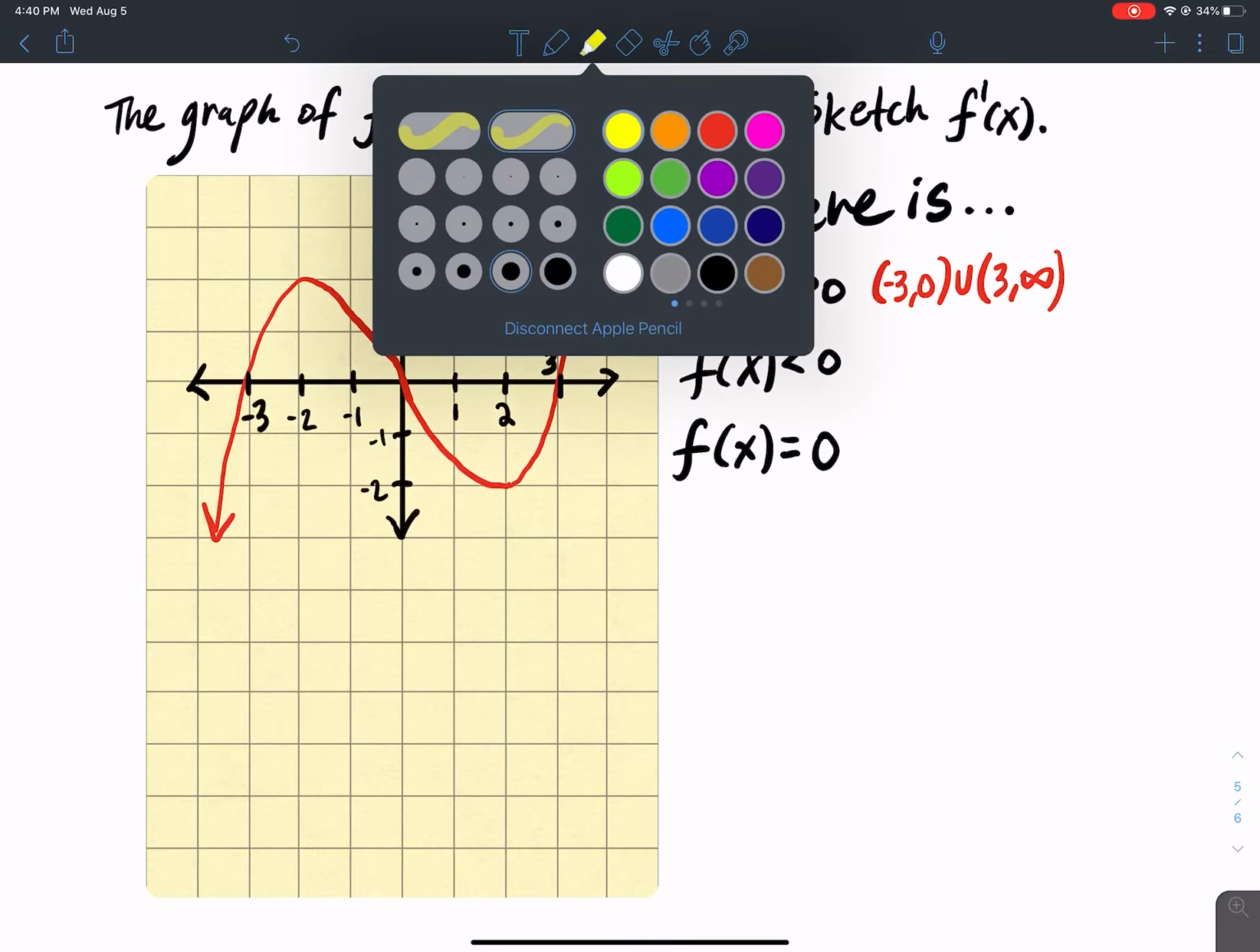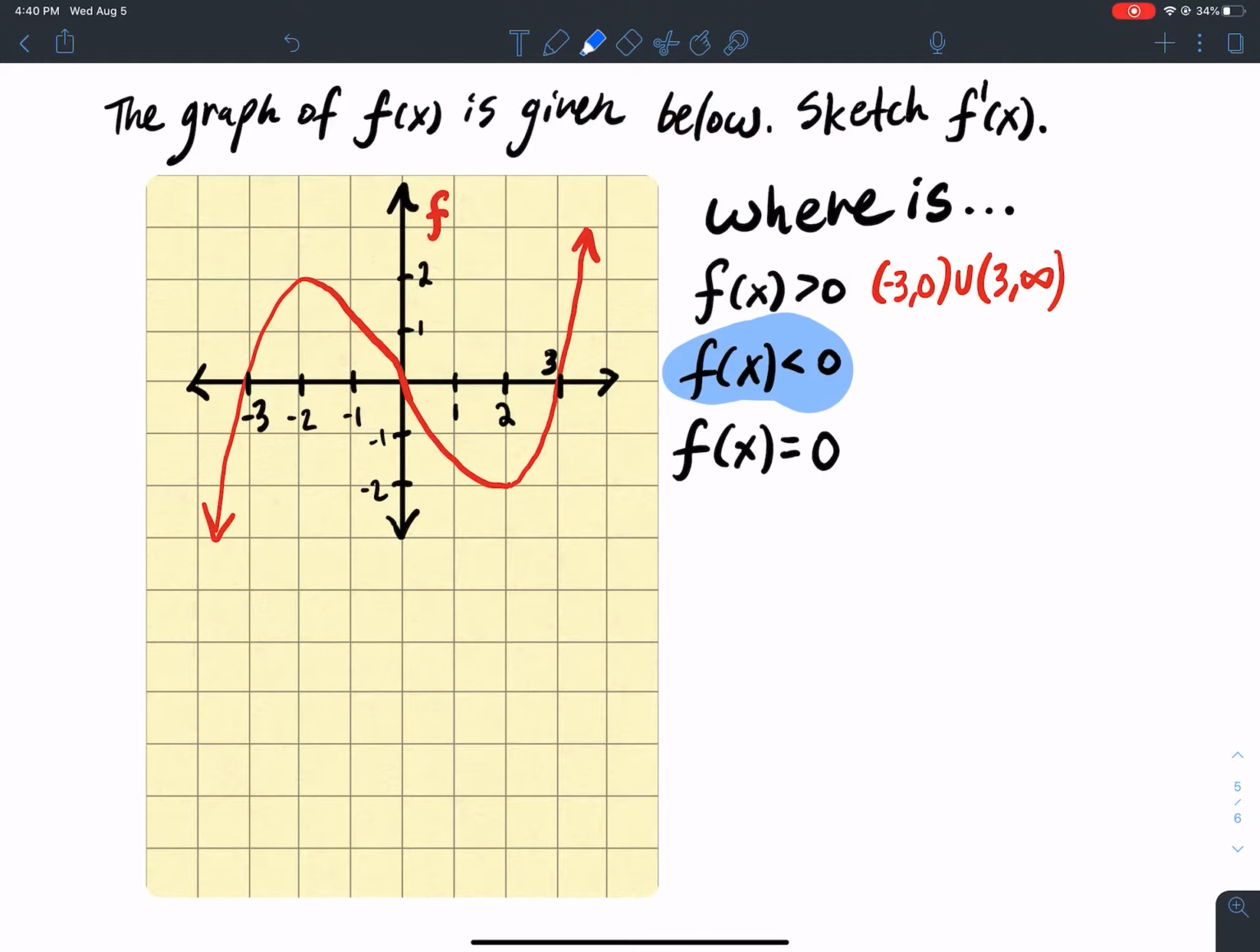Where are the outputs negative? They're negative here and here, for this cubic looking graph. That means from negative infinity to -3, but also from 0 to 3, okay? And the last question is, where is f of x equal to 0? F of x is equal to 0 here, here, and here. So -3, 0, and 3.